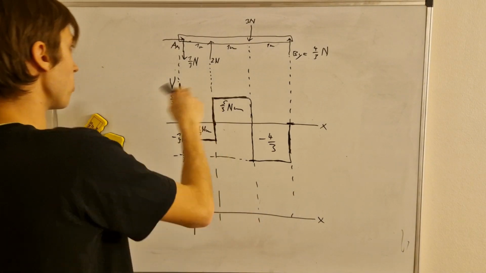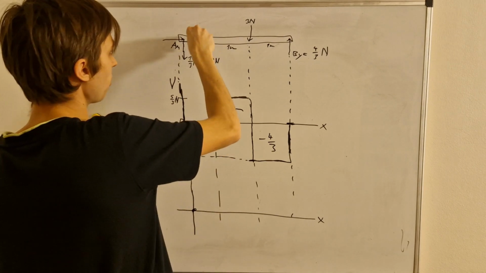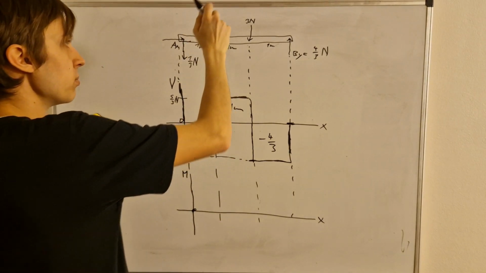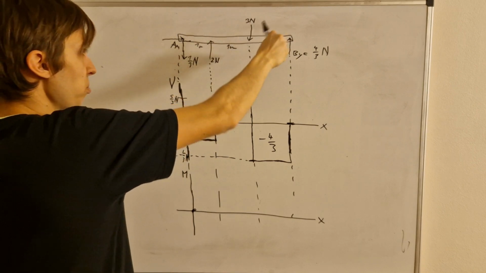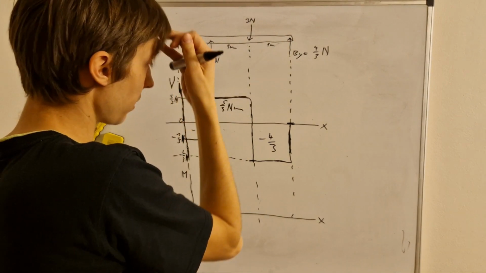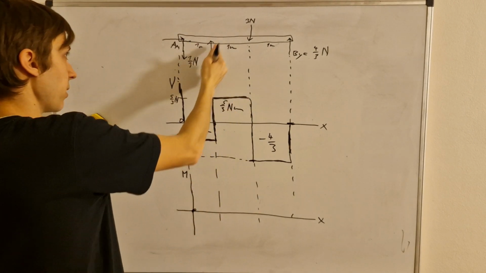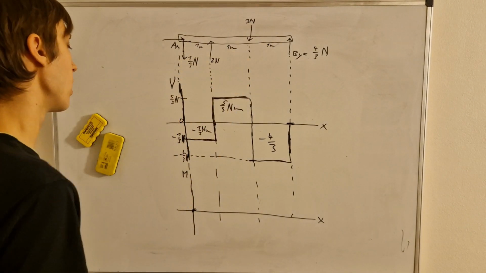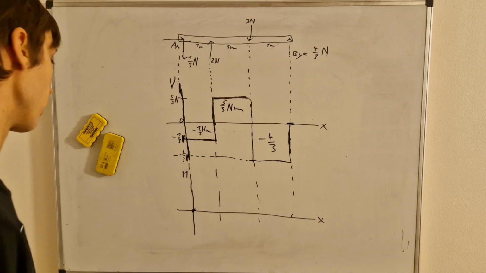There are no concentrated moments, those small round circles with arrows that would denote an immediate moment at a certain point. That's not the case for this beam. So that's not to be taken care of, but the effect would be the same, like there was an effect with these forces on the V diagram.